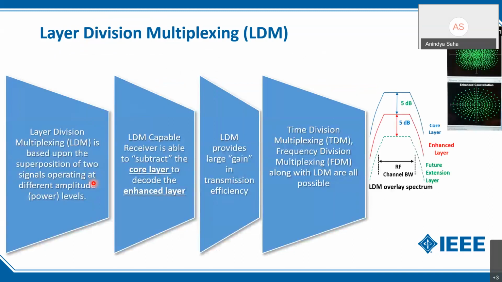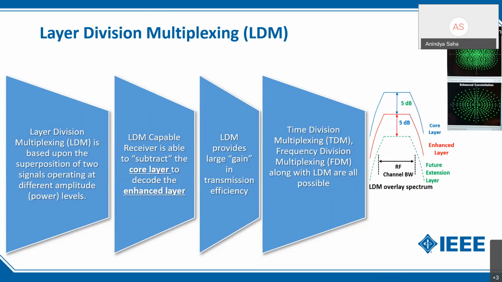So let's go to one of the very interesting features of this standard, which is called layer division multiplexing, and let's take a little bit of time to understand what it is. Layer division multiplexing is based upon the superposition of two signals of different amplitude levels, and I have tried to show that here on the right-hand side. You can see two layers: one is called the enhanced layer, and then there is another layer called the core layer, which is riding on top of it. And it is extensible. Right now, ATSC 3.0 defines only two layers, but in the future, with better signal processing techniques, you might be able to come up with more layers.